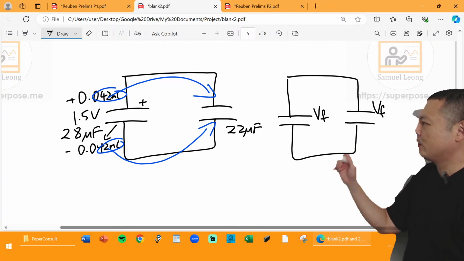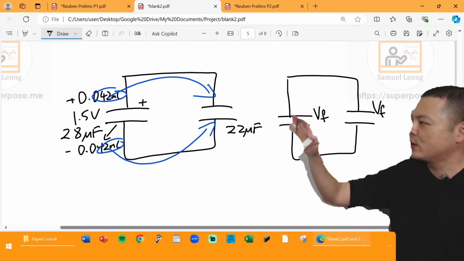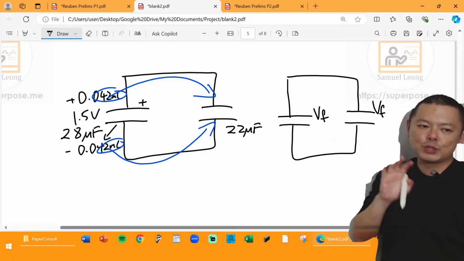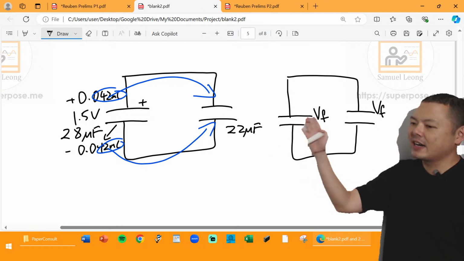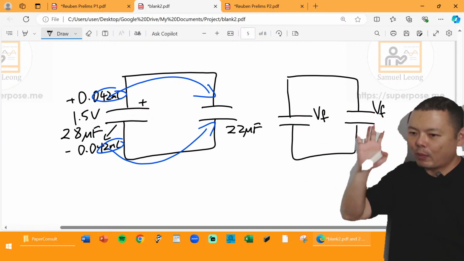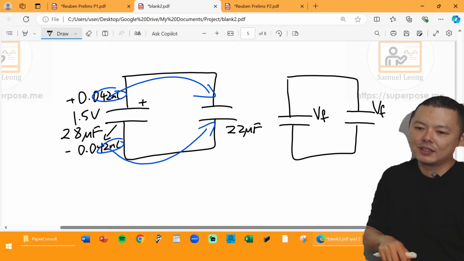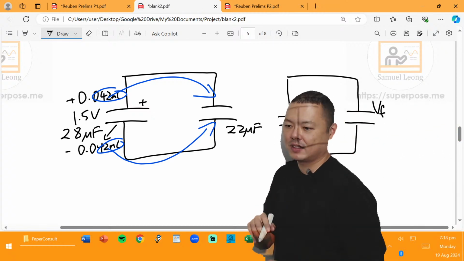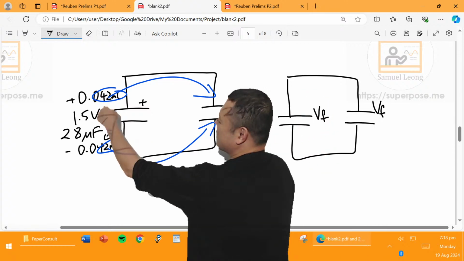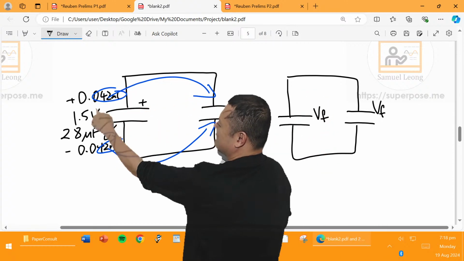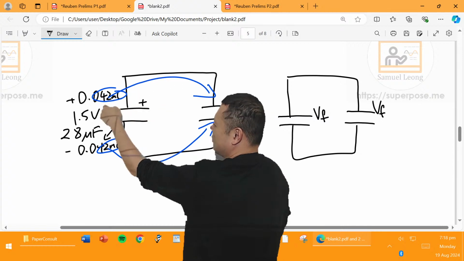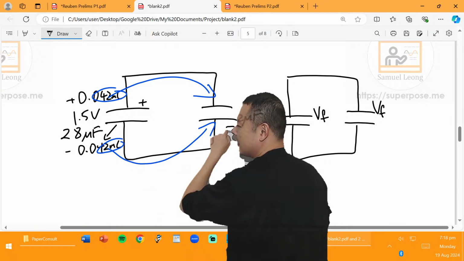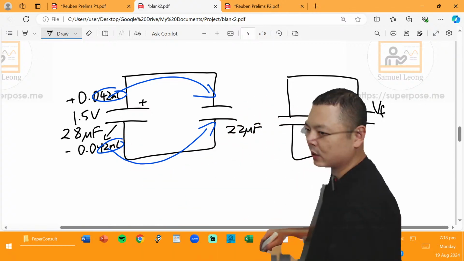To find the final voltage, whenever you do this kind of question, what's the most important thing you use to calculate? I know the final voltage is when it stops, but what do you use to calculate? You use the charge to calculate. The total charge will be conserved. What's the total charge on the two top plates here? Millicoulombs. What's the total charge on the bottom two plates here? Negative 0.042. So the total charge will be conserved.